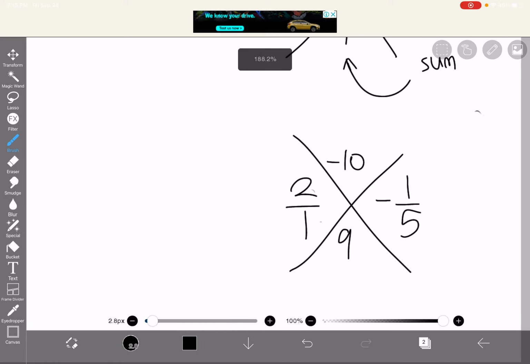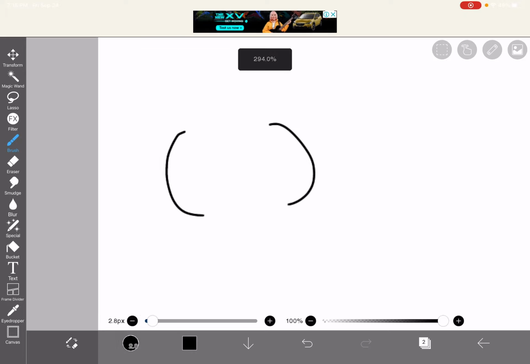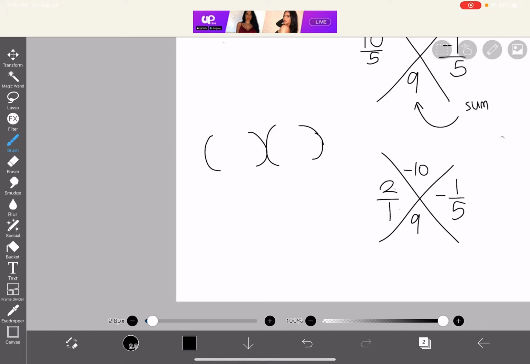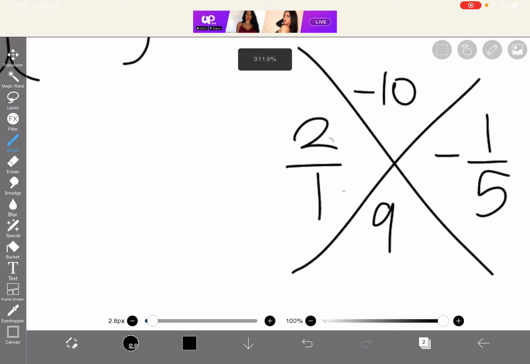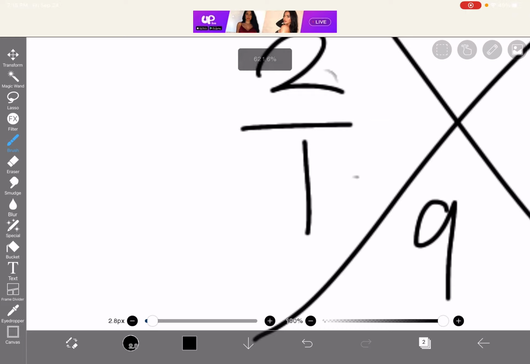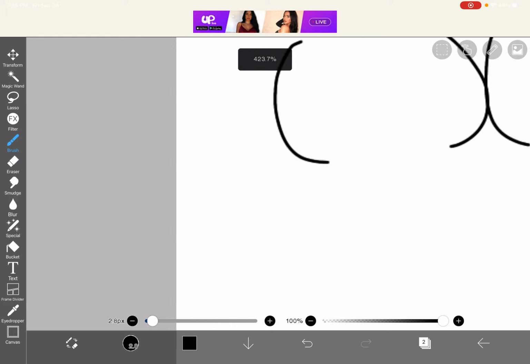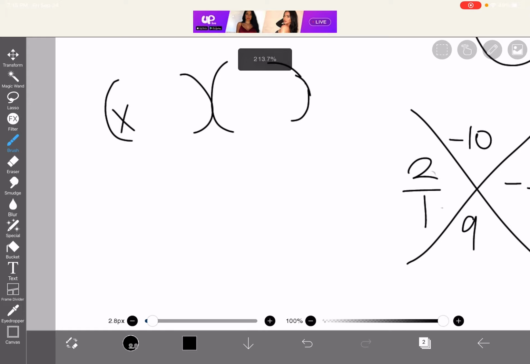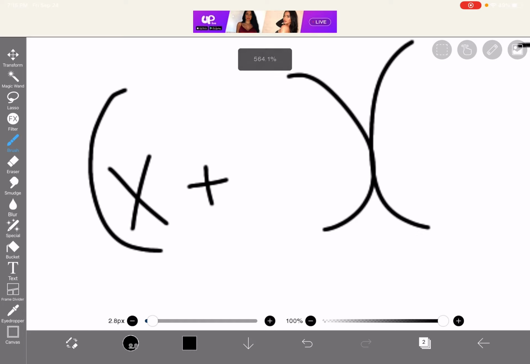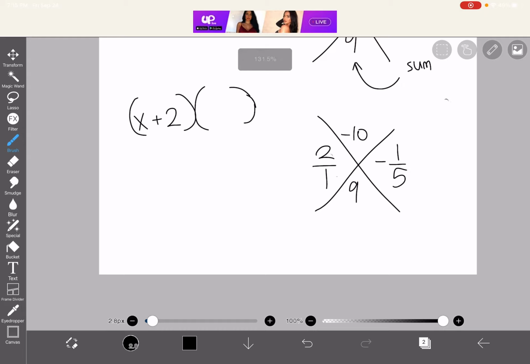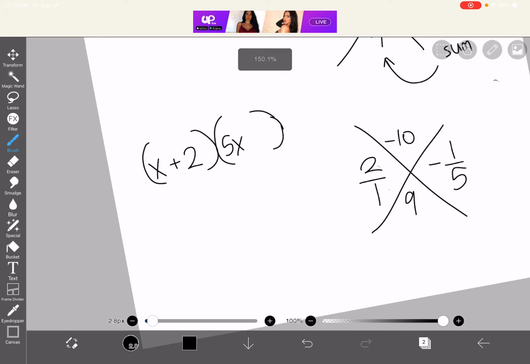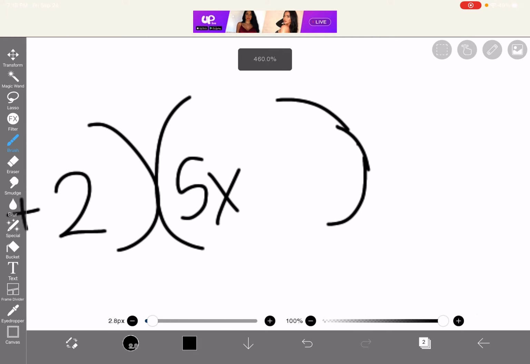Okay, now that we're done with here, let's create two parentheses. Now, for y, copy the denominator of 2 over 1. Copy 1, which is y. Next, we'll be adding 2. So y, the other term will be plus 2. Let's add, and 5 will be our y. It will be 5y. And the other term will be negative 1.